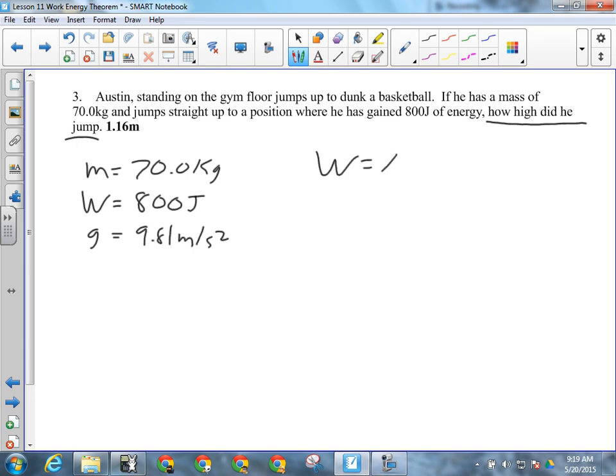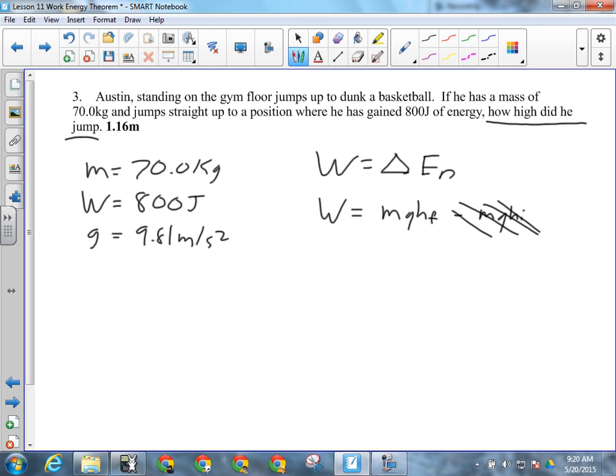Okay, so work is a change in potential energy. I'm not going to put in force times distance because I already know what work equals, and I'm not looking for force or distance, so I don't need to. What I'm going to write over here, though, is m times g times h final, the formula for potential energy, minus m times g times h initial. Now, since he jumps from the floor, how much energy would he have standing on the floor? 0. He's got no potential energy while standing on the floor. So we're left with work equals m times g times hf.